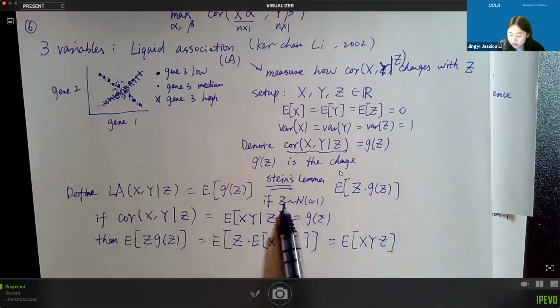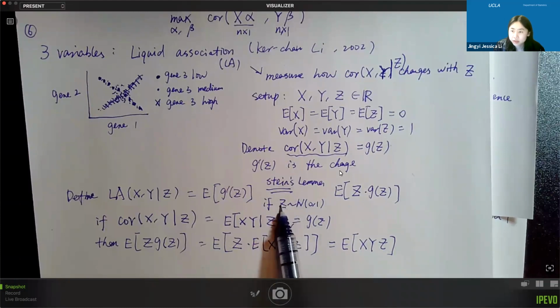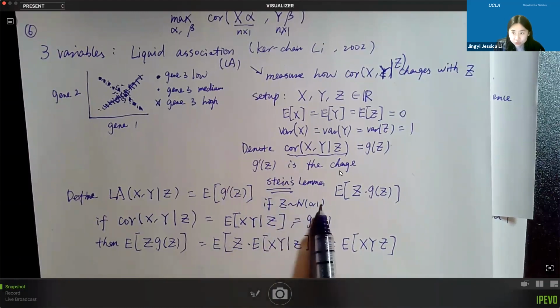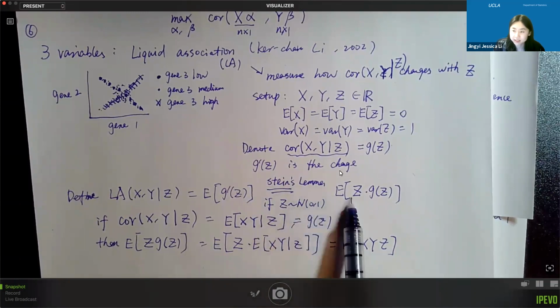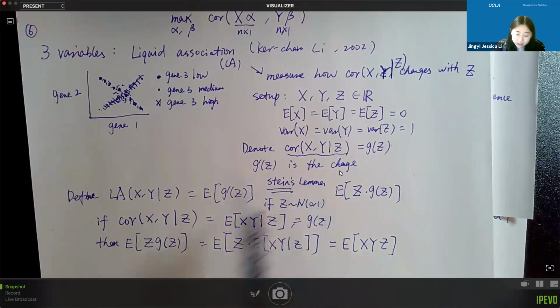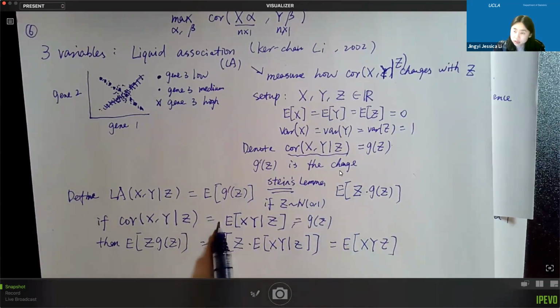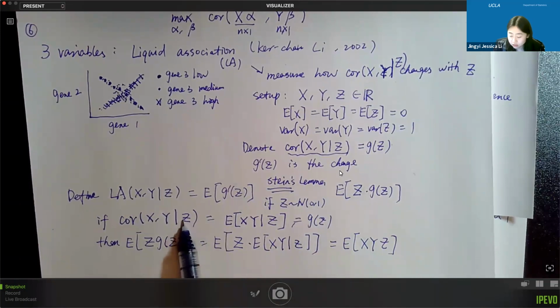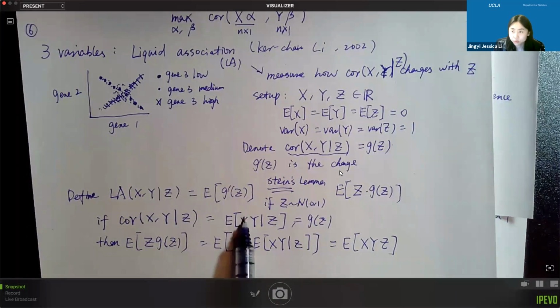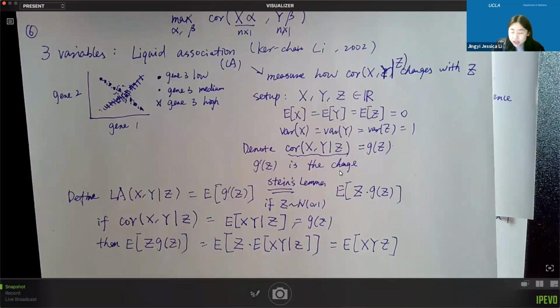For our data, we need to transform gene 3's measurements to be standard normal distributed. That's what we need to apply Stein's lemma. And also, we need to satisfy the condition needed for this, that is, conditioning on Z, we need to make X with conditional mean 0 and conditional variance 1, and so is Y.